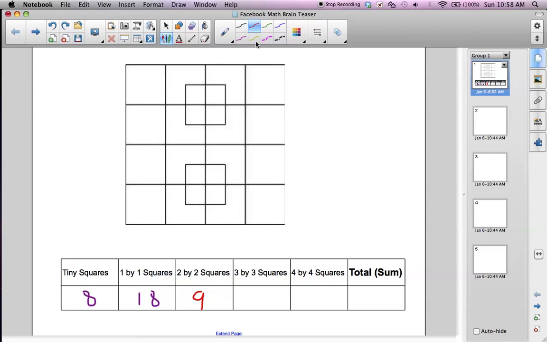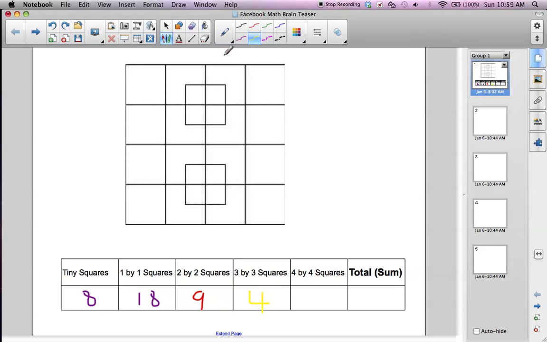And 3 by 3 squares. I'll put that in yellow. Here's a 3 by 3 square. And there's another one right over here. So that's 2. And then there's another 2 up here. So there's 1. And here's another one. So altogether there was 4 3 by 3 squares.